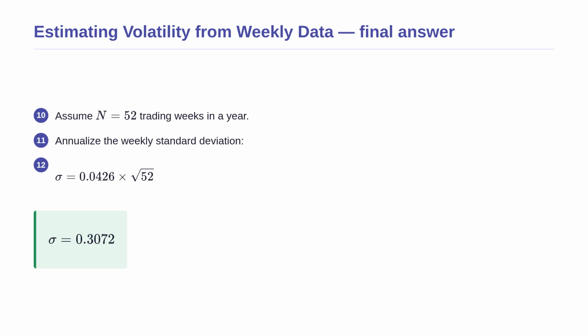To finish this calculation, we must annualize our weekly standard deviation. Since there are 52 weeks in a year, our time scaling multiplier changes. We multiply our weekly standard deviation by the square root of 52. This yields a final annualized volatility of 0.3072 or 30.72%. This shows that whether you use daily or weekly data, the mathematical mechanics remain exactly the same. You only adjust the final multiplier to match your data frequency.